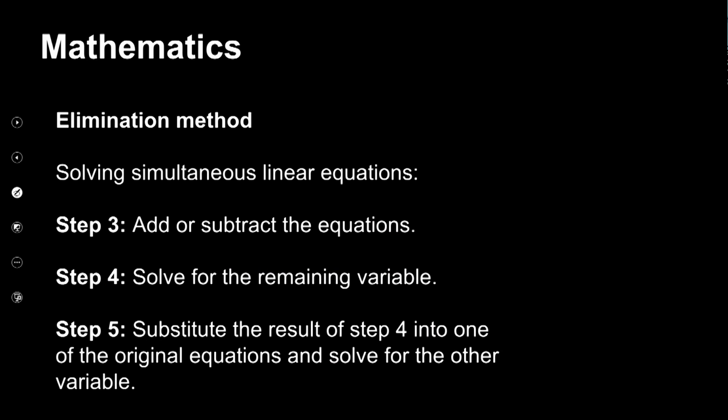The third step is to add or subtract the equations. Why do you do that? You want to remain with only one variable so that it is easy for you to solve. The fourth step is to solve the remaining variable, that one variable I've just spoken about. At the end, to find the other variable, you will substitute the result you got in step 4 into one of the original equations and then solve.